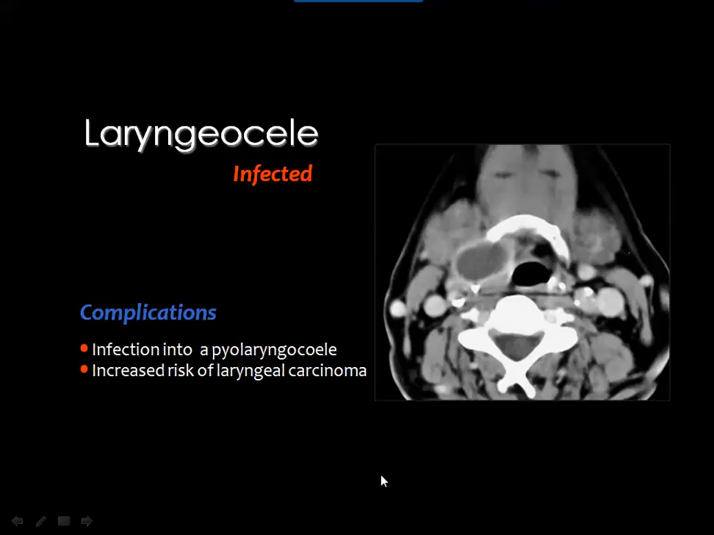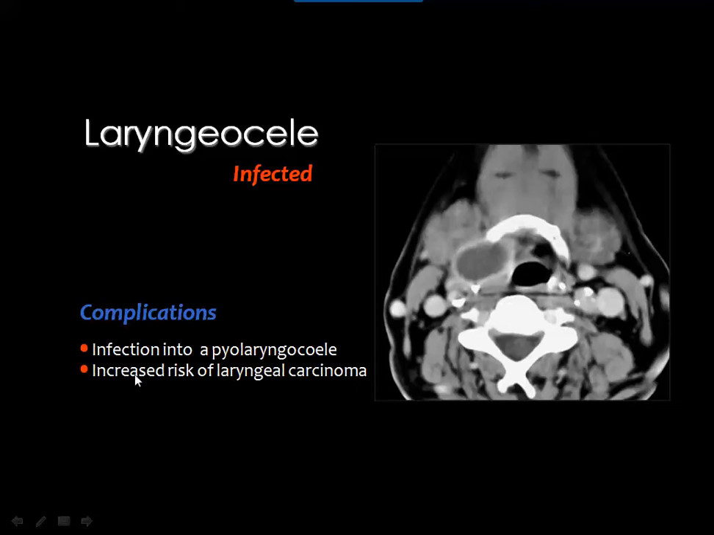Then the laryngocele may be infected, and at that time it will be transformed into a pyolaryngocele, meaning an abscess instead of a simple laryngocele. And similar to any abscess anywhere in the body, you have a lesion which is filled with fluid, and the margin of the lesion is uniformly thick and enhanced with contrast media.